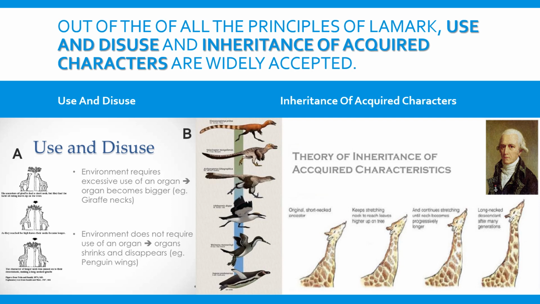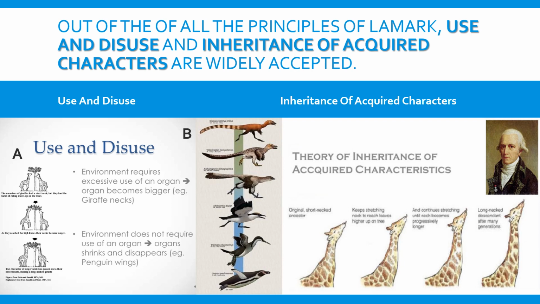If an environment doesn't require use of an organ, that organ shrinks and disappears. That means organs which are not in use gradually reduce and vanish. For example, penguins' wings. Earlier, wings were present, but in the modern form, wings are absent, or present only in a shriveled, reduced form and not functioning.